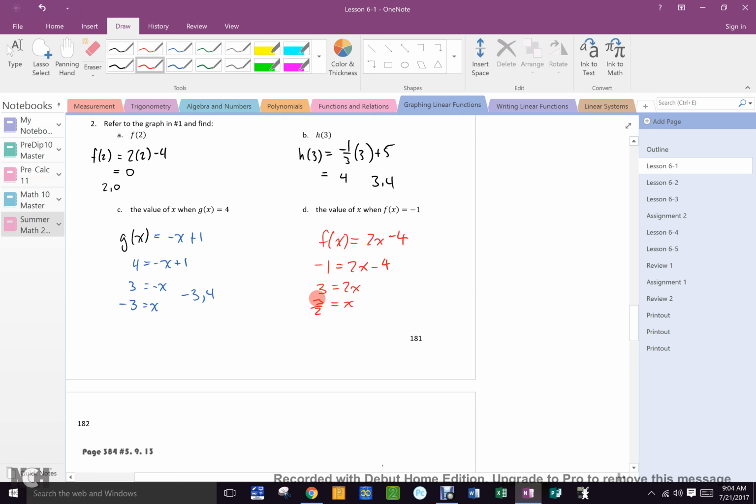Okay. Let's erase it. F of x equals 2x minus 4. Solve it. Negative 1 equals 2x minus 4. How do you get rid of minus 4? Plus 4 to both sides. 3 equals 2x. How do you get rid of multiply by 2? Divide by 2. X equals 3 over 2.